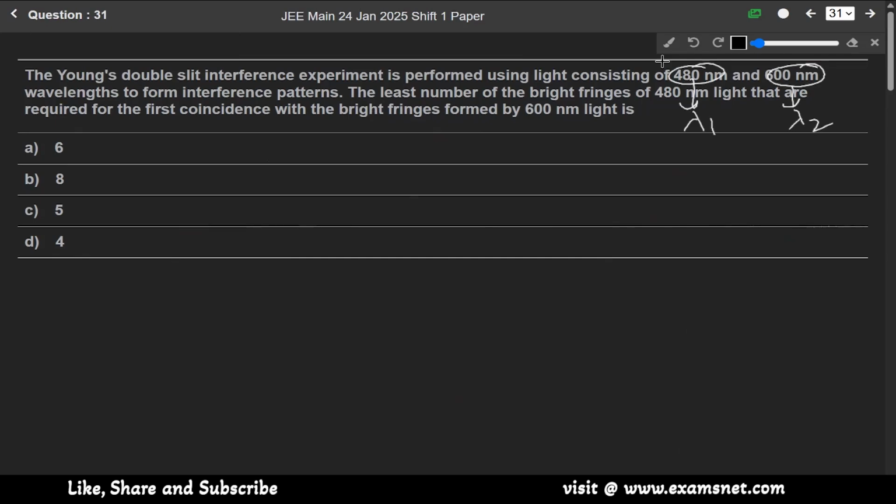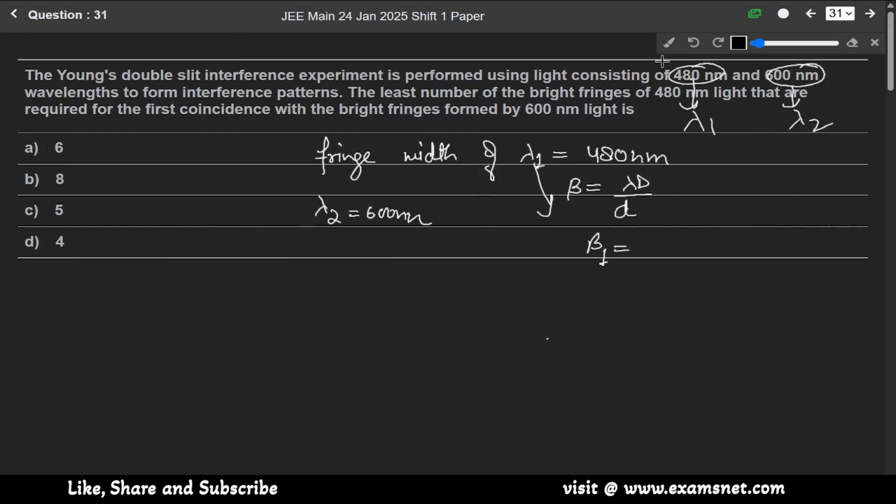So the fringe width of wavelength lambda 1 is for 480 nanometer, and that of lambda 2 is for 600 nanometer. So we can write fringe width beta is equals to lambda D over d. So for lambda 1, we can write beta 1 equals to lambda 1 D over d. So it will be 480 D over d. Let us say this is equation number 1.